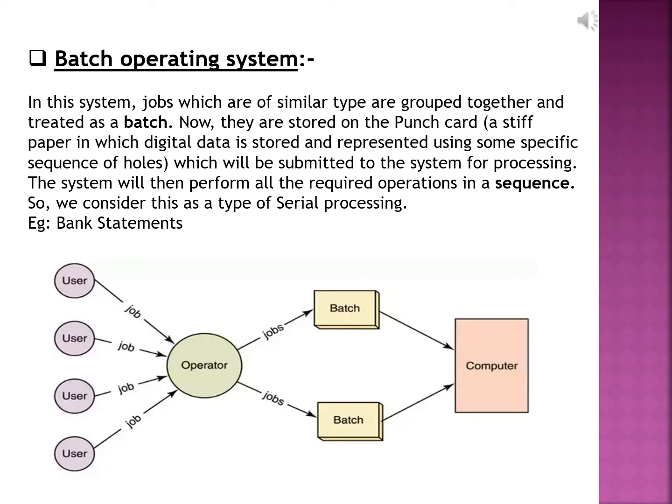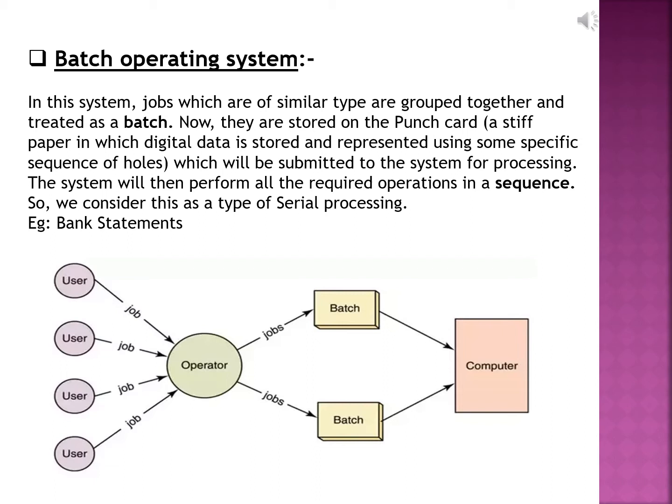The system will then perform all the required operations in a sequence. So, we consider this as a type of serial processing. The OS keeps a number of jobs in the memory and executes them one by one. Jobs are processed in first come, first served order. Each set of jobs is considered as a batch.